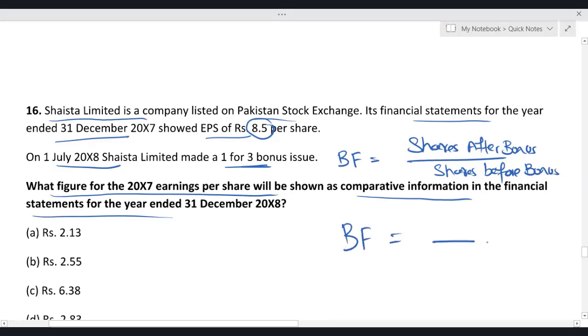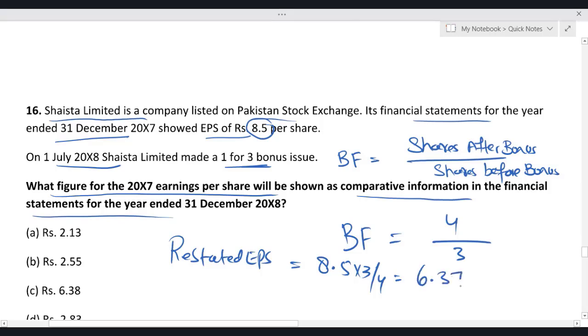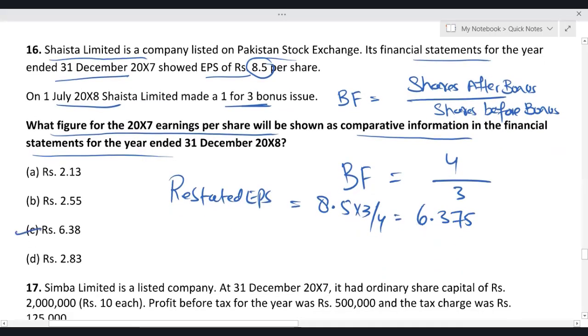So your BF, whoever is having 3 shares will get 1 bonus. So after bonus, there will be 4 shares, before it is 3. How do we restate comparative EPS, previous year EPS? All you need is just multiply the previous year EPS with the inverse of this BF. So here comes the restated EPS: 8.5 times 3 upon 4. So 8.5 times 3 by 4, I'm getting 6.375. So obviously it is Charlie.